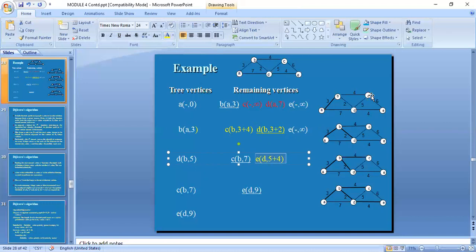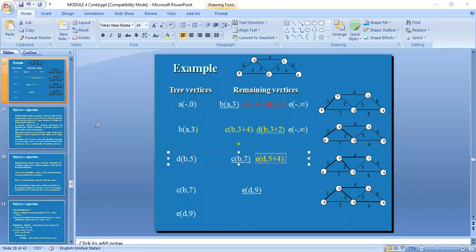Whereas for C, if you consider D as the intermediate vertex, it becomes 5 plus 5, 10. But already we have a lesser value, that is 3 plus 4, 7. So we are considering that only. So now among these two, which is the intermediate, and the shortest one is C. C of B comma 7. The next is C of D comma 9. Okay.